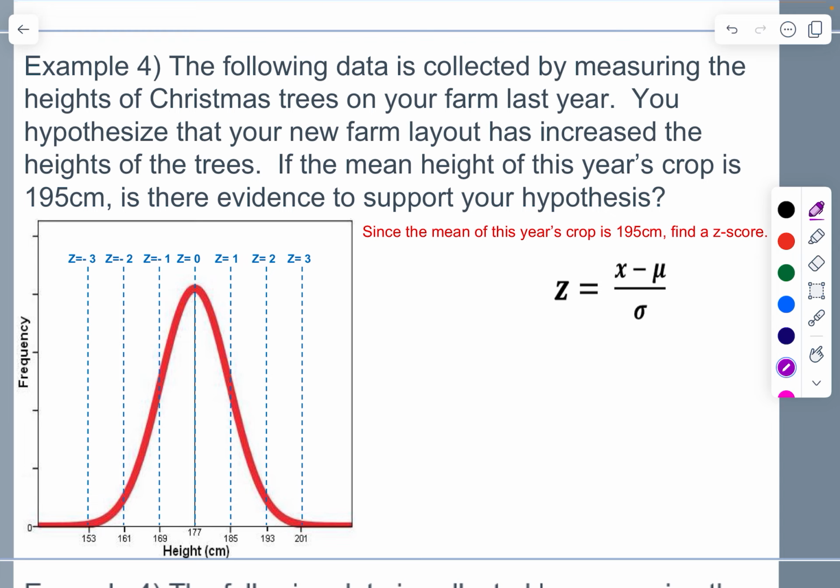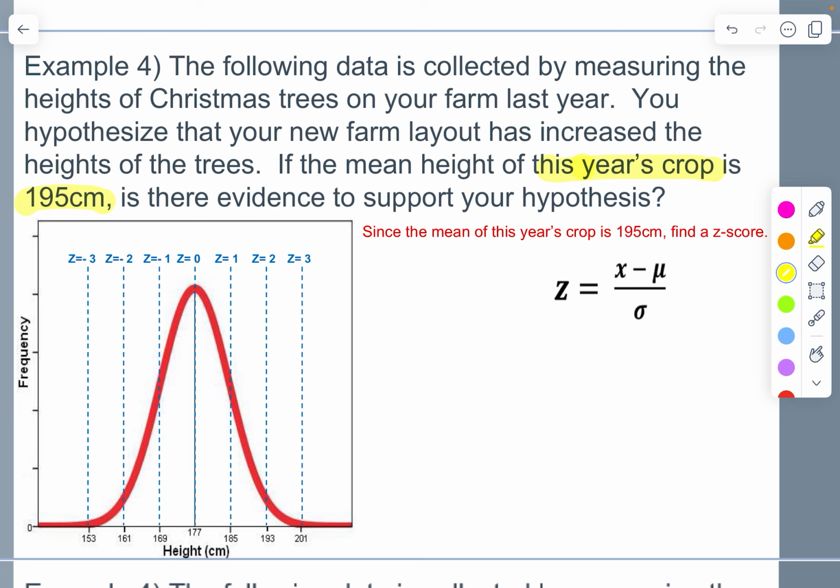The mean height of this year's crop after you moved it is 195 centimeters. Is there evidence to support our hypothesis testing? So let's start with all of the information that we have. Certainly we know for sure that this year's crop is 195 centimeters, right? So this year is 195.